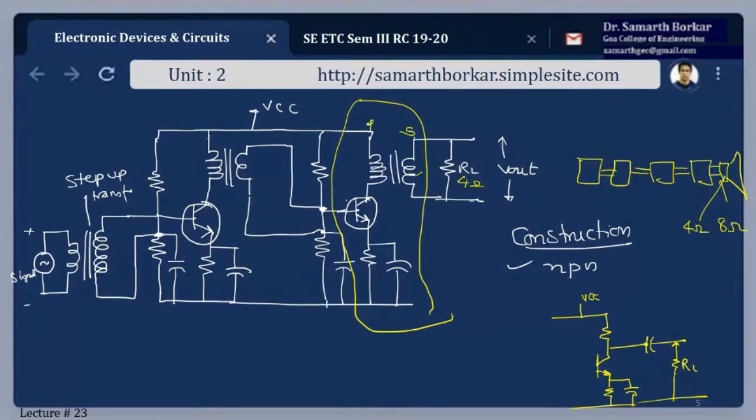A maximum transfer of power will take place only when the resistance offered by the secondary, and this is the primary number of turns, provides me 4 ohms of resistance. If this 4 ohms matches with the 4 ohms of the speaker, then we say a maximum power transfer is going to take place. But as I said, I cannot simply have 4 ohms here directly. Why? Because of the constraint of current.